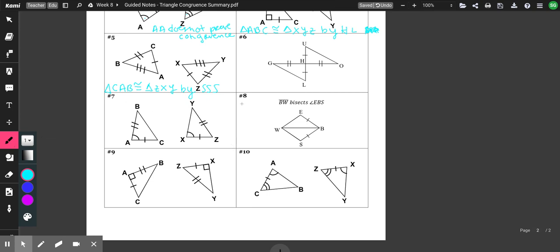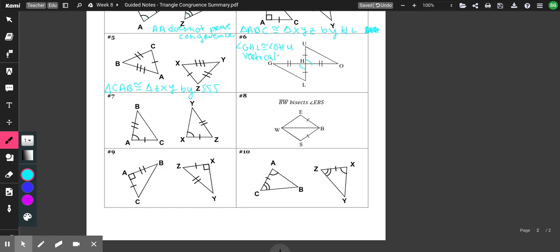Ooh, what about this next one? I only see two things, GH and OH, and then HU and HL. Do you know anything else? Of course you do. What about these? Let's write it out. Angle, I'm not going to say H, I'm going to say GHL. Angle, I'm not talking about the triangles yet. Angle GHL is congruent to angle OHU. Right? They're vertical angles.